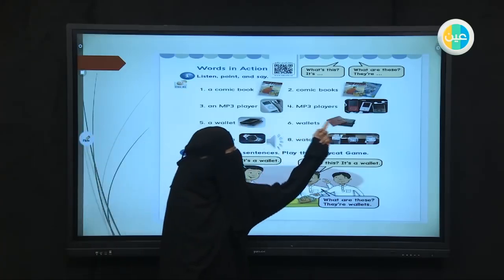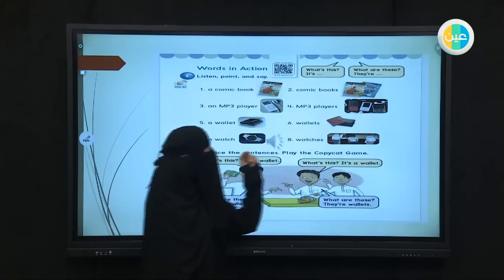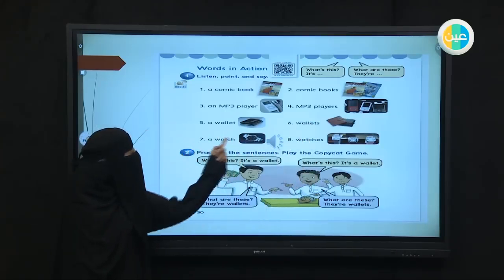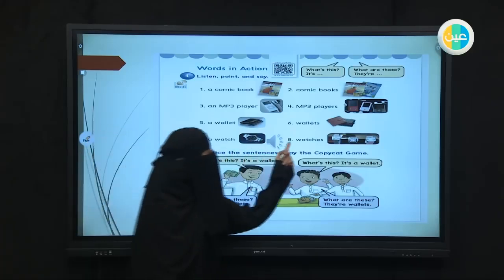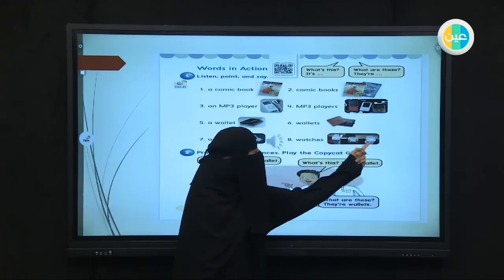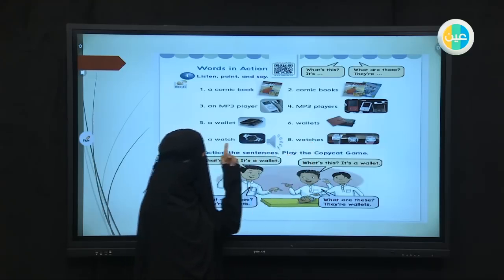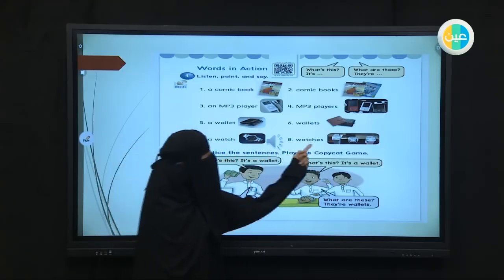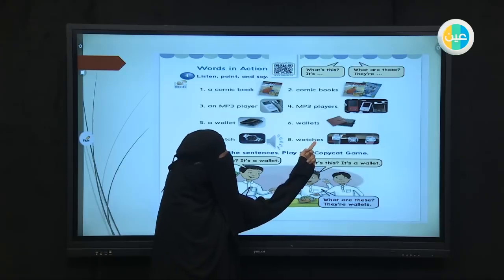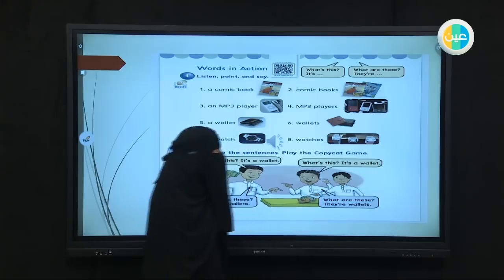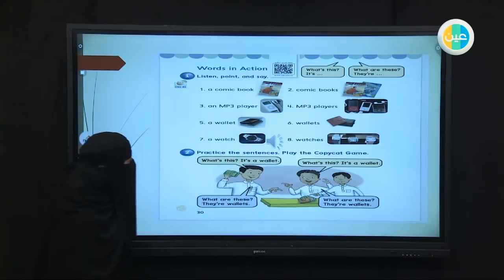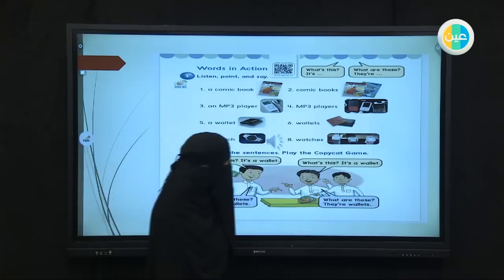Here we have 2 wallets. So we say wallets. Here we have one watch, a watch. And here we have 1, 2, 3. So we say watches. What did you notice about watches? Watch doesn't end with an E, but when we added the S, we added an E before the S because the word ends with CH. That's the reason. When the word ends with CH, you add E before the S. Perfect.